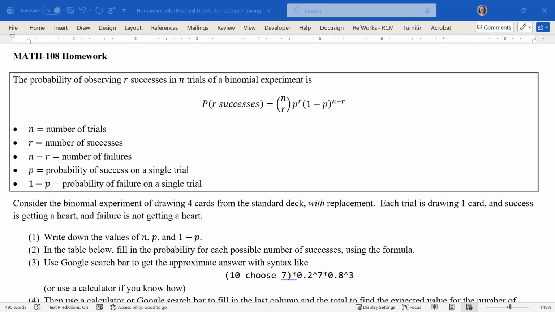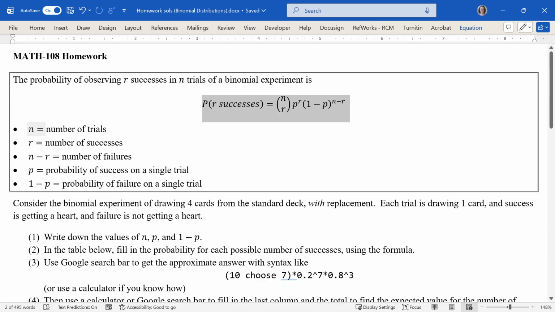Hello everyone. In this video I'm going to go over the Math-108 homework on binomial distributions. So at the top here I've placed some information in the box for you. The probability of observing R successes in n trials of a binomial experiment is given here by this formula. And then down here I explain what all the different letters stand for.